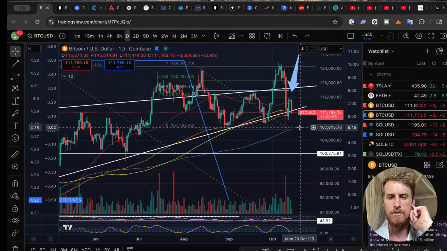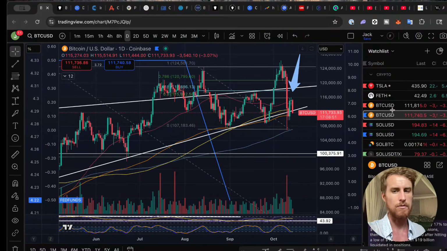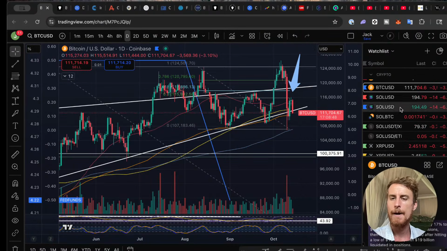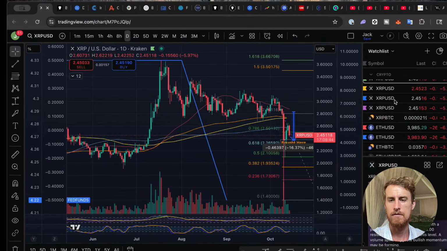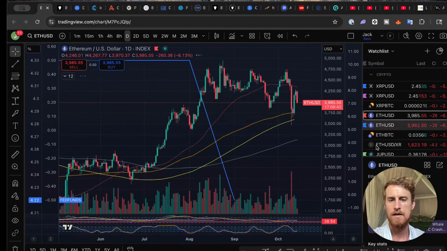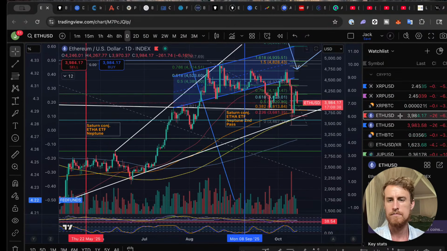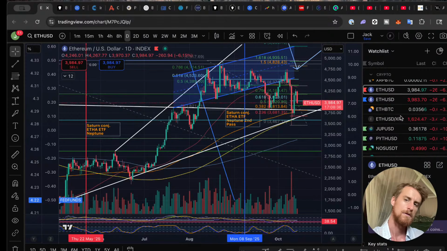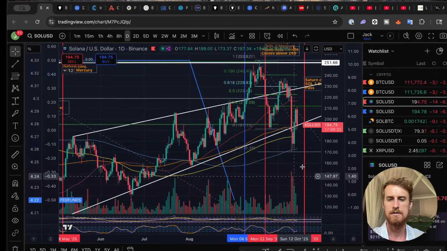You know, if we hold above 108 and then we move our way back up, if Bitcoin makes a new all-time high, then we're back in the game. If XRP makes a new all-time high, we're back in the game, but we're far from that. If Ethereum makes a new all-time high, we're back in the game, but we have a ways to go. Solana is continuing to dump as well. I mean, it's just not looking good.